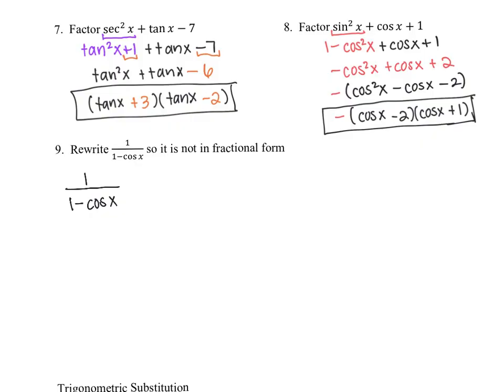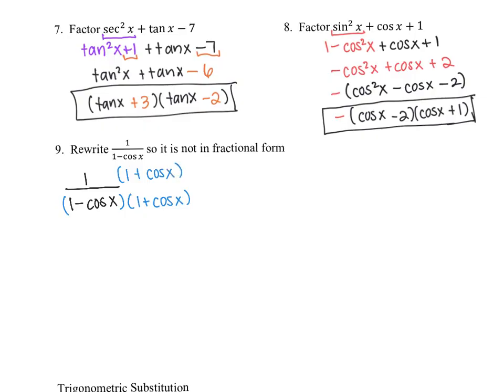But I do see this 1 minus cosine x at the bottom, which is asking me to multiply by the conjugate of it. Since it's 1 minus cosine x, I'm going to multiply by 1 plus cosine x. And this is a common strategy. Whenever you see something like this, this is often how you will do it.